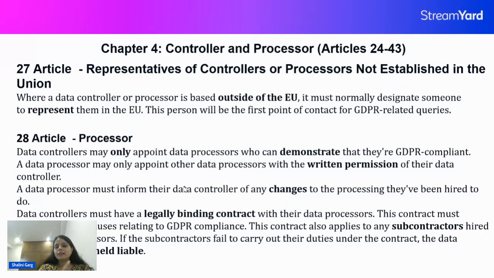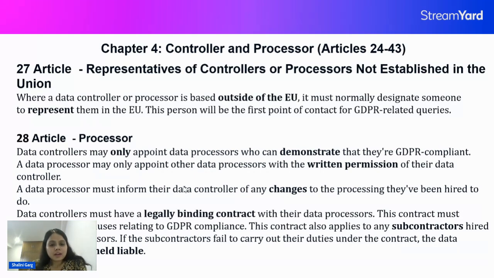Look, this Chapter 4 is very big, Article 24 to Article 43. Very big chapter. All right. Article 27, what does it say? The representative of the controller or the processor not established in the Union. I mean, we are not able to understand anything from this heading, I know.